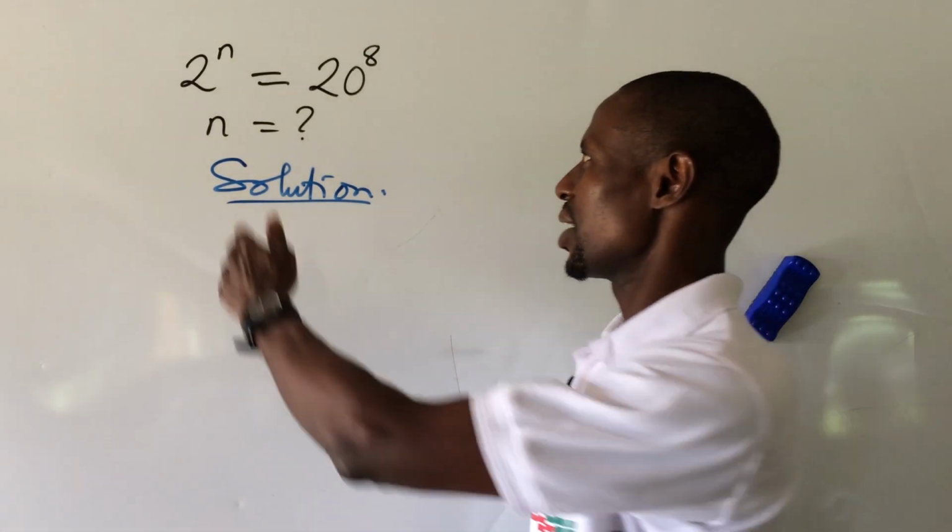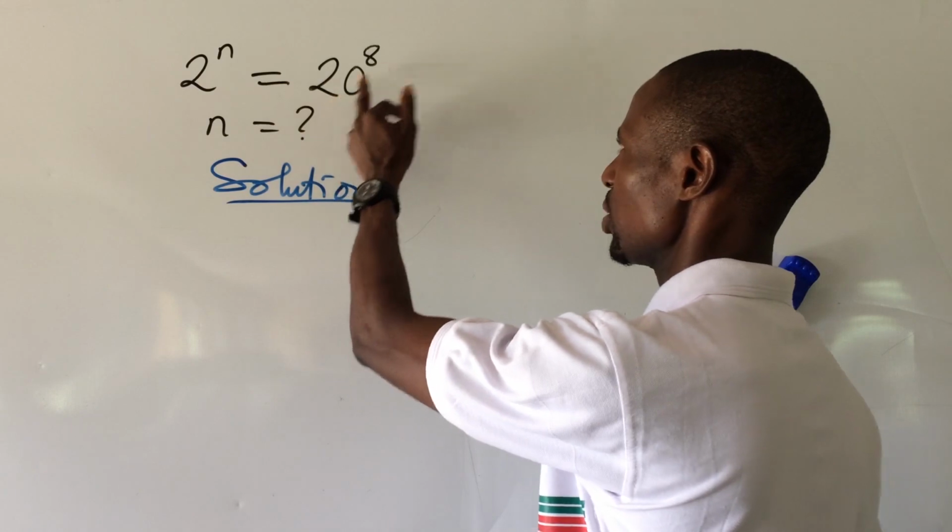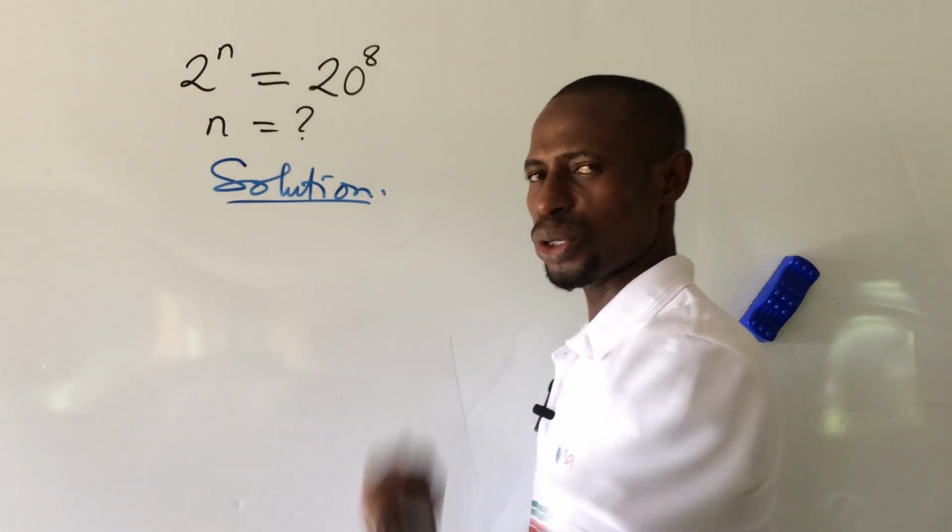And the question says 2 to the power of n equal to 20 to the power of 8. n is equal to what?